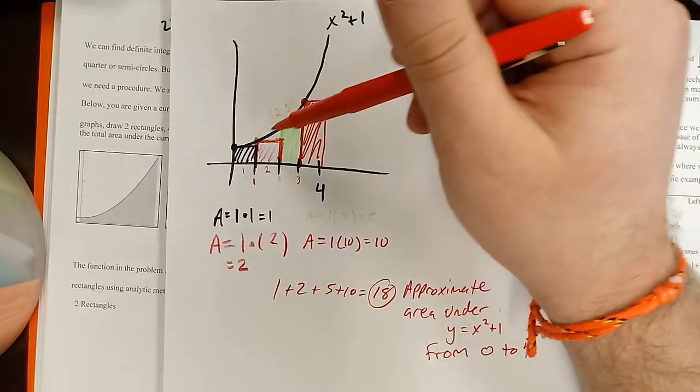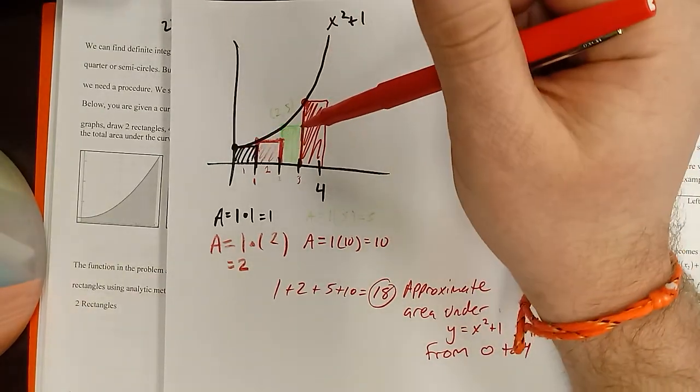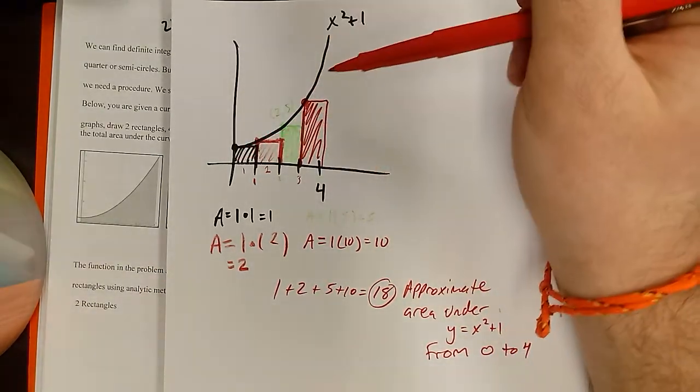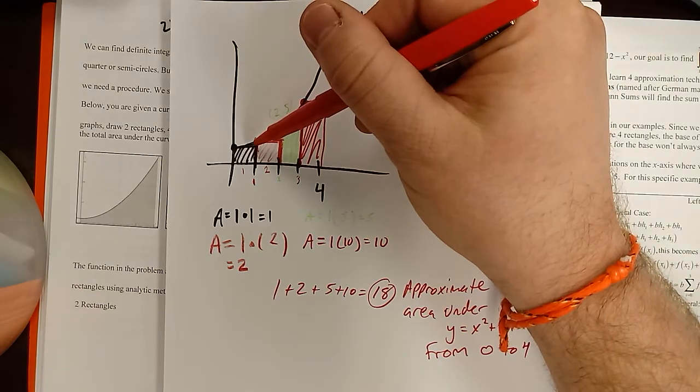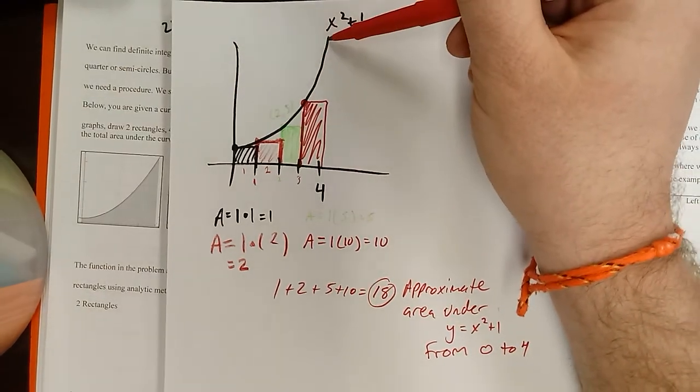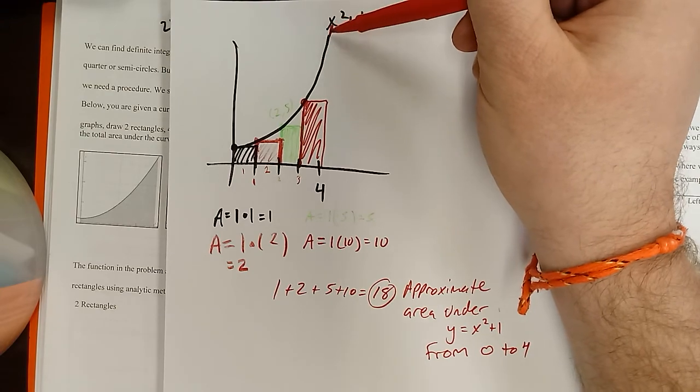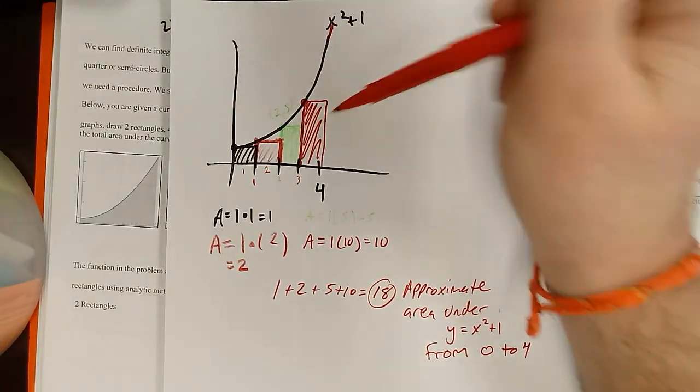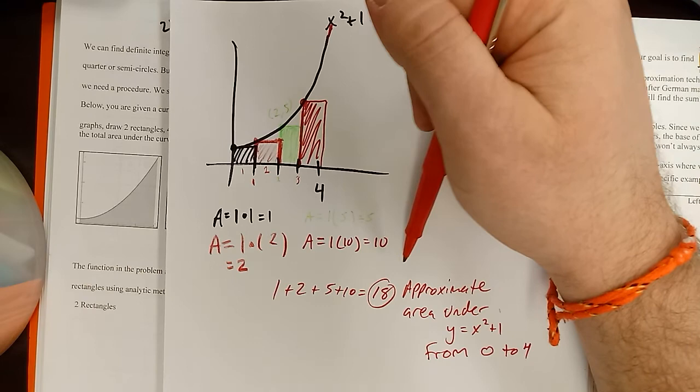So it should be pretty apparent. These 4 rectangles added together, this is not the exact area underneath this curve. We've got a little bit of space there, even more space, and then, whoa, look at all that space underneath. So we're definitely missing stuff. This estimation is too small.